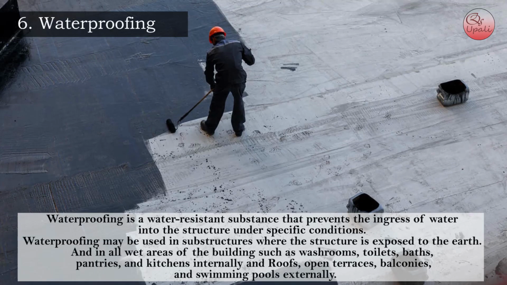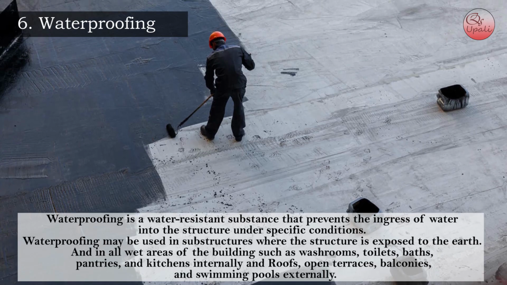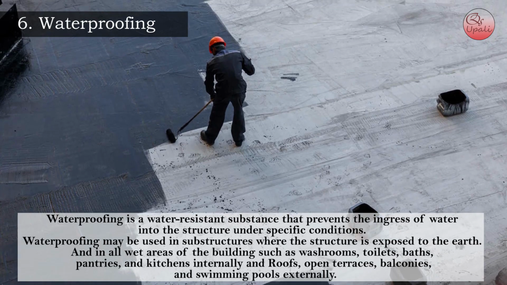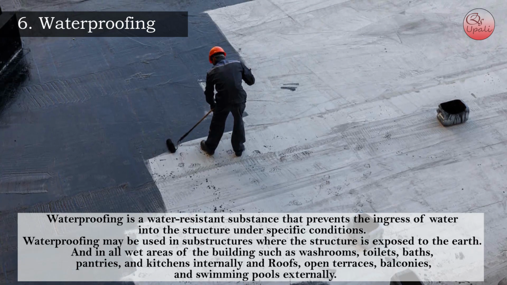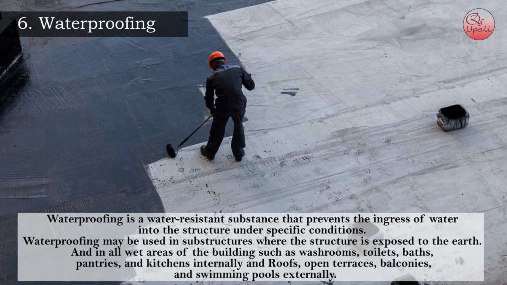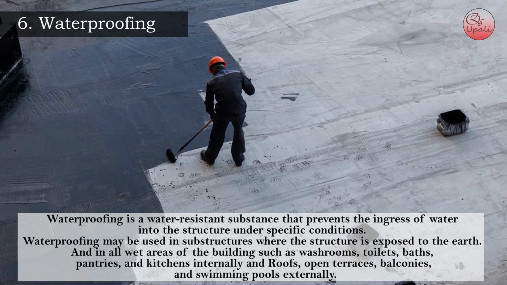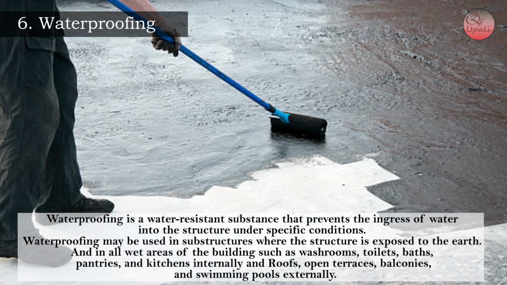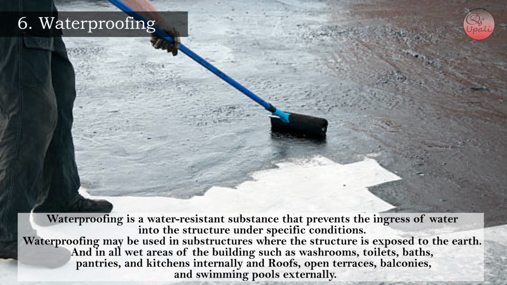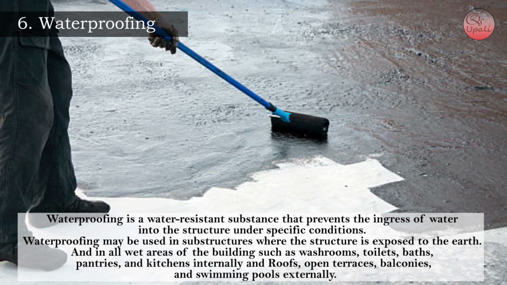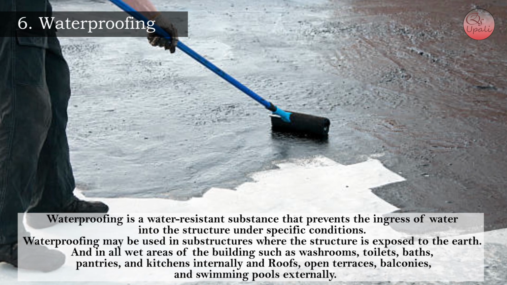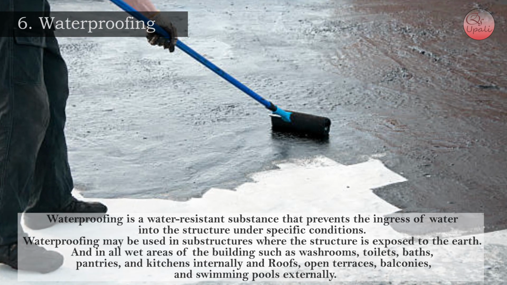6. Waterproofing. Waterproofing is a water-resistant substance that prevents the ingress of water into the structure under specific conditions. Waterproofing may be used in substructure where water is exposed to the earth and in all wet areas of the building such as washrooms, toilets, baths, pantries and kitchens internally, and roofs, open terraces, balconies and swimming pools externally.